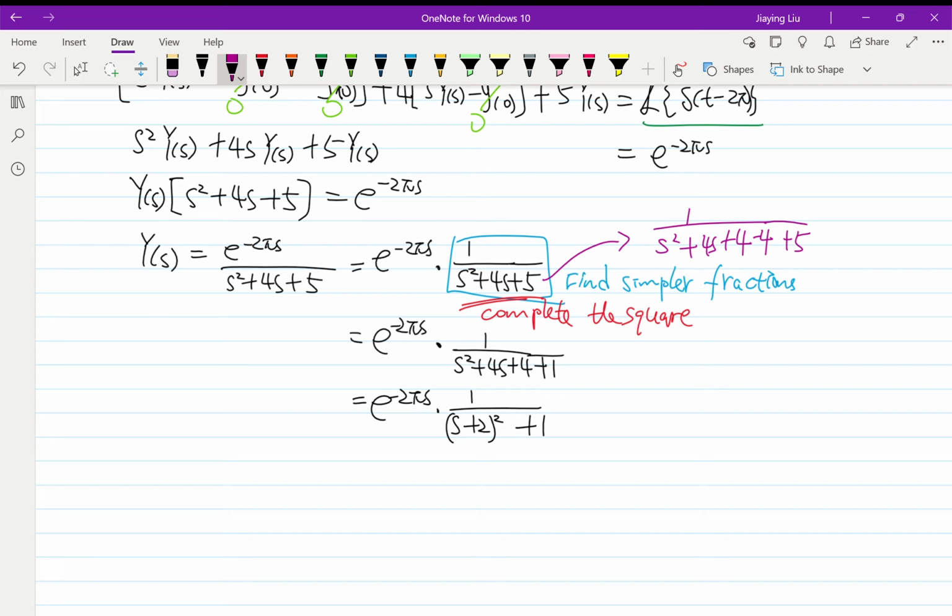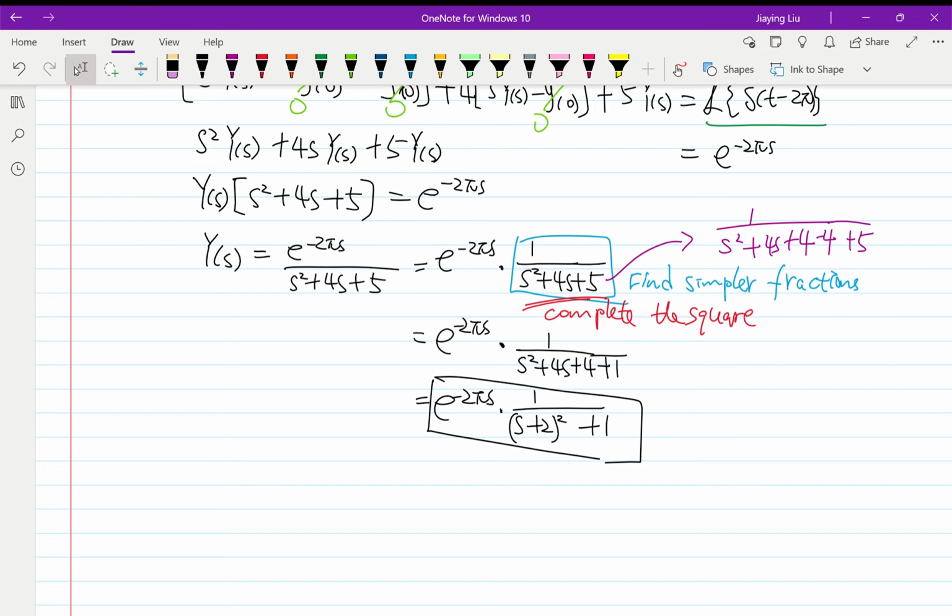So what we do next is that we're going to use the substitution to replace s plus 2. But I'm going to do that in the process of the inverse Laplace transform, not here. So this is what I have for now. I'm going to leave it the way it is. And then we can use it to find y of t, which is the inverse Laplace transform of this boxed expression, e to the negative 2 pi s times this fraction, 1 over s plus 2 squared plus 1.